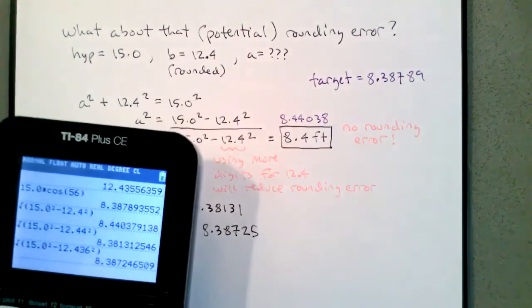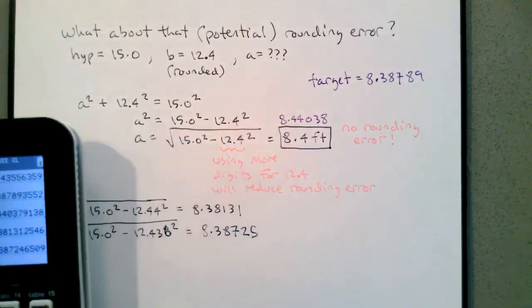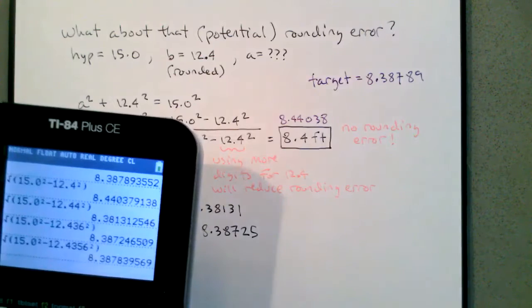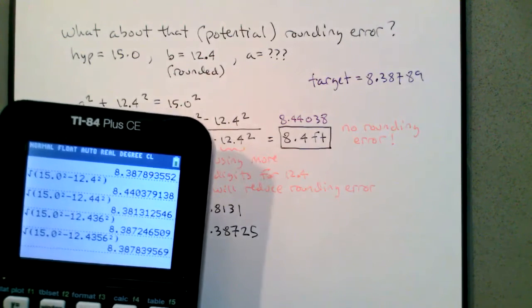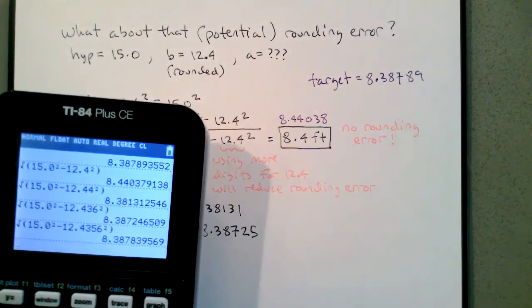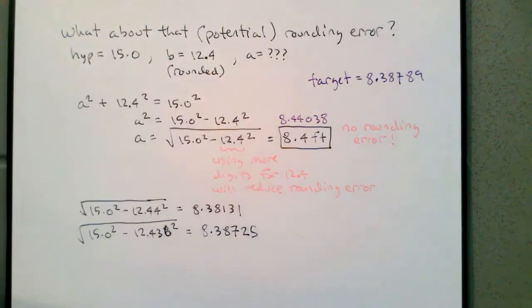And similarly, if I use even more digits, 12.4356, I'm closer still at 8.38784. Now we're all the way down to the 4th decimal place. So more digits in the 12.4 gets us closer to the actual target. Once again, in this particular problem, it didn't make a difference because I only asked for the nearest tenth, 8.4. That worked out right from the 12.4. But we need to recognize that more digits for the 12.4 will reduce the rounding error.